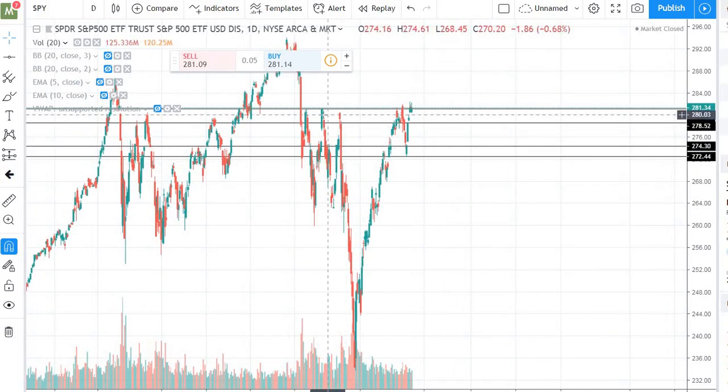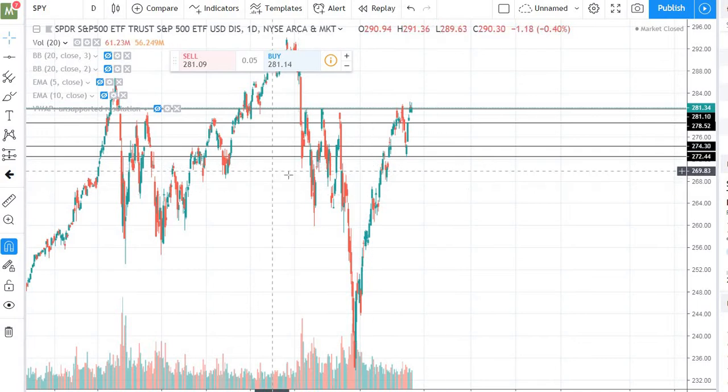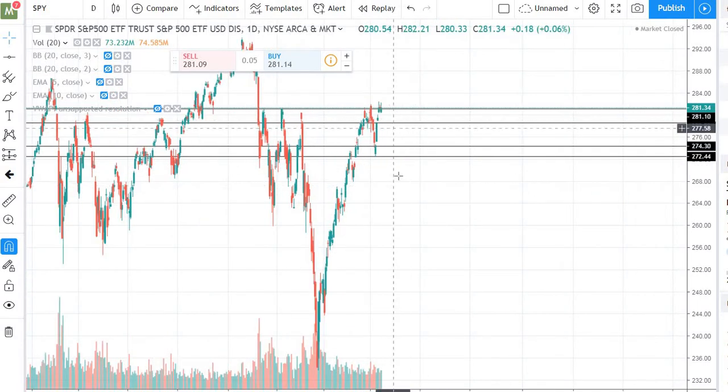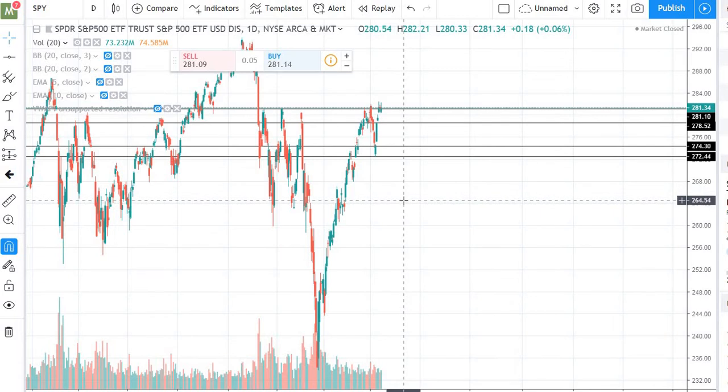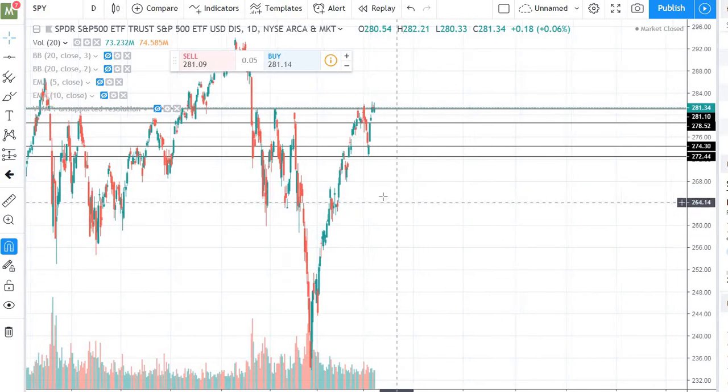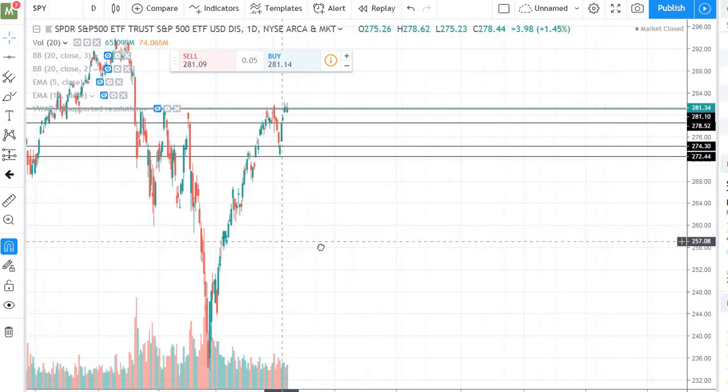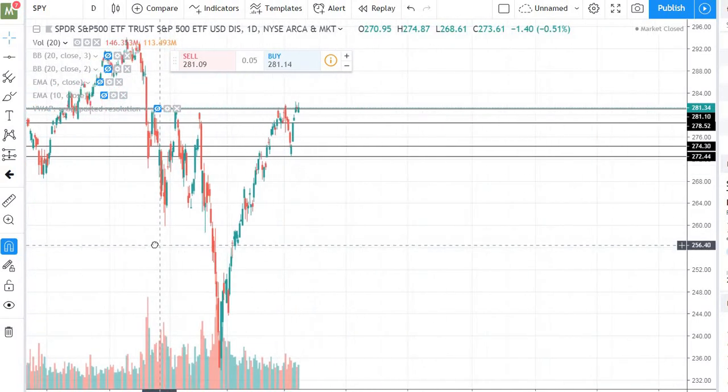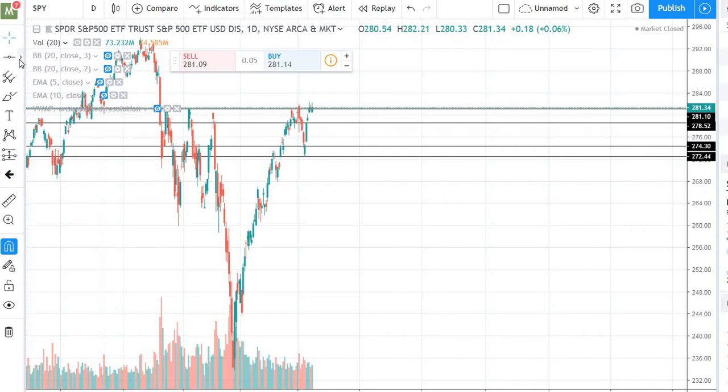So there's high probability. All this is just based on probability, and you want to just use the info to the best of your ability to try and catch the moves in between. So there's the support and resistance lines for the S&P 500 on the daily chart. This one's really hard to draw trend lines on because it's been so parabolic lately.